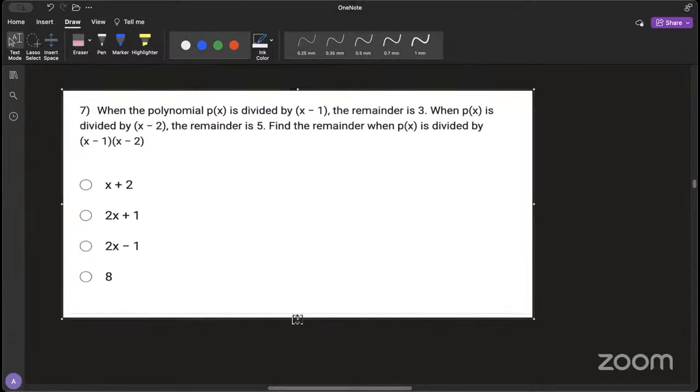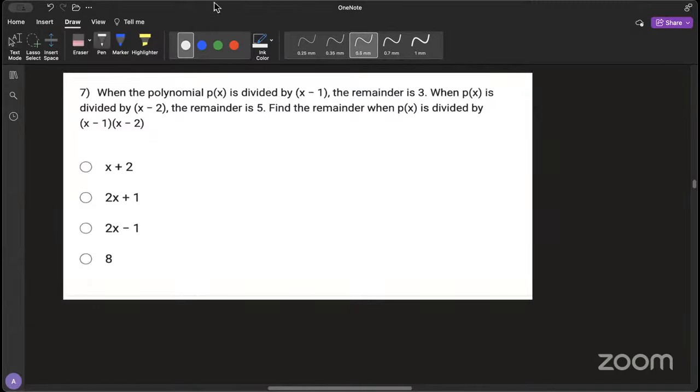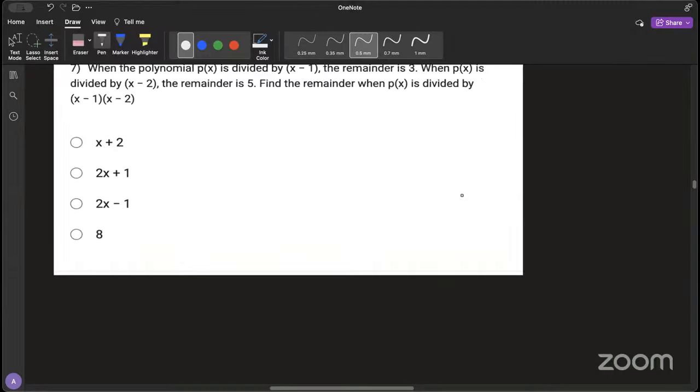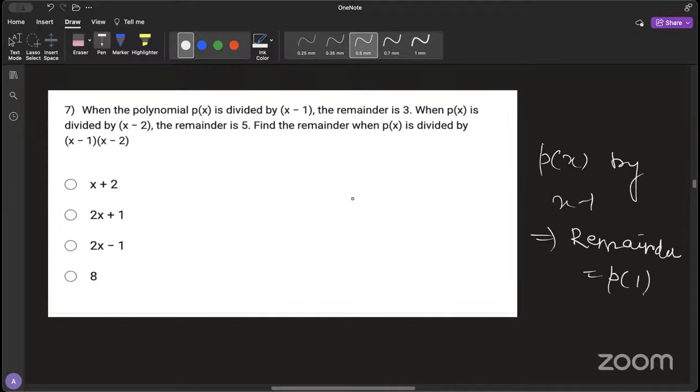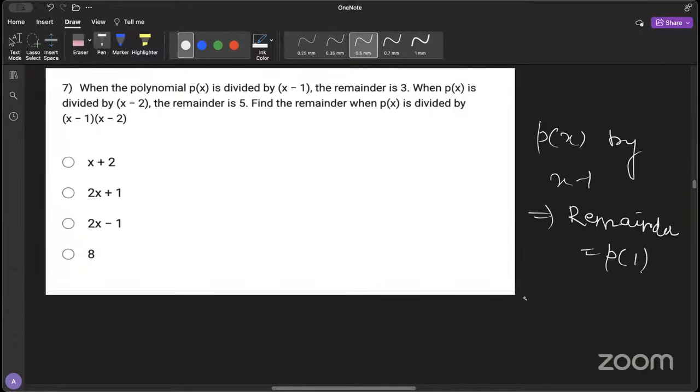This is 7. So this says that if there's a polynomial p(x), and if p(x) is divided by x minus 1, the remainder is 3. Now we've discussed this. What does our remainder theorem say? You don't have to remember the name of theorems. But it says if you divide p(x) by x minus 1, then the remainder is p(1). So this means that p(1) should be, as per the question, 3.